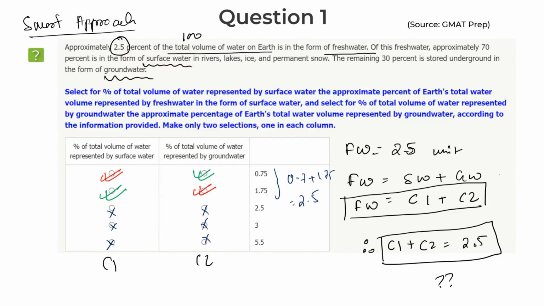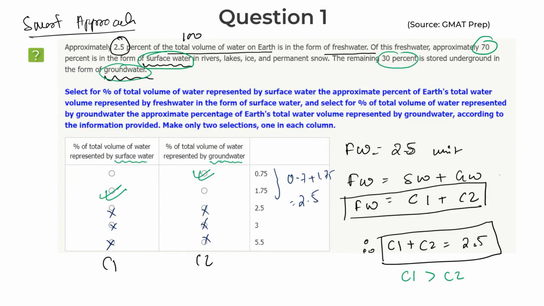Because the question tells me that 70% is with surface water, and the remaining 30% is with groundwater. So there are two things that can be taken out of this: considering that C1 and C2 have to give me 2.5, but also C1 has to be greater than C2. That is why my correct answer will be 1.75 for surface water and 0.75 for groundwater.